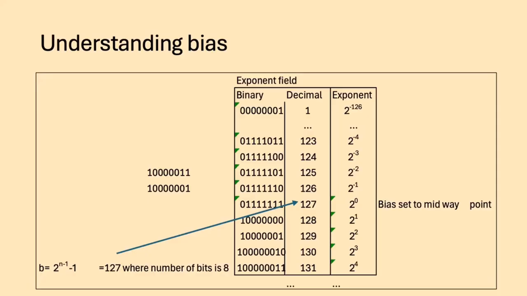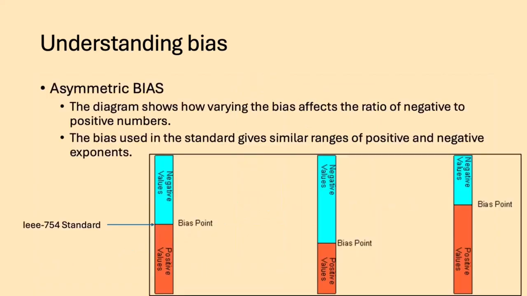Now we can dig into bias a little deeper. It is basically the ratio of positive values to negative values. The standard sets it to equal representations of each and the values are symmetric. The diagram shows the concept of bias. The use of asymmetric bias would only be used in specific cases which exhibit skewed values such as only positive values.